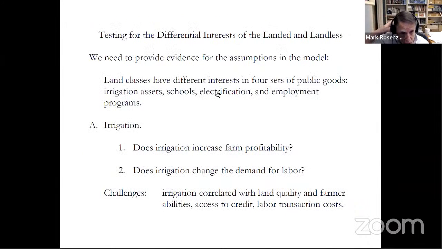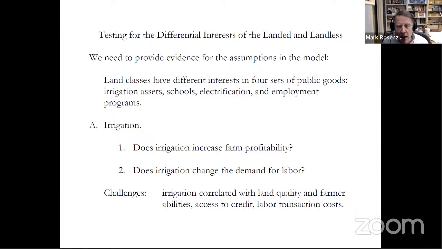Okay. So the first thing we have to do is provide evidence for the assumptions of the model, that the land classes have actual different interests in the four sets of public goods. That is, they get different returns from investments in those goods. Could I ask a clarificatory question? Absolutely, go ahead. Do you also consider the distribution of land across the landed? Because it seems to me from your model that people with very little land may benefit more from employment programs than from... Exactly, exactly.